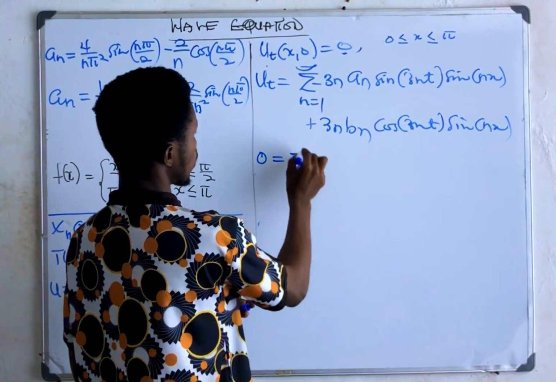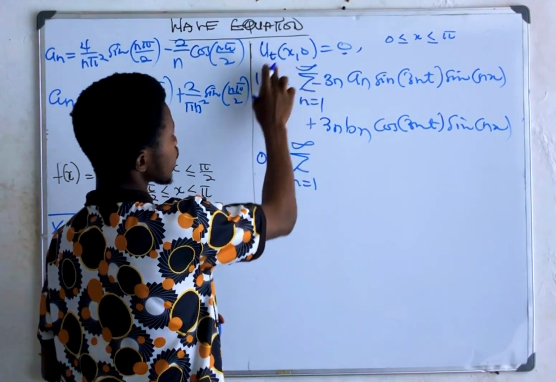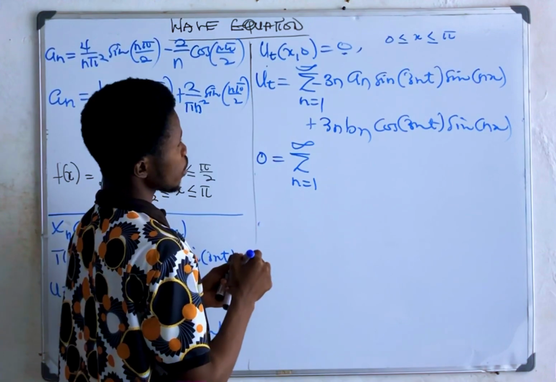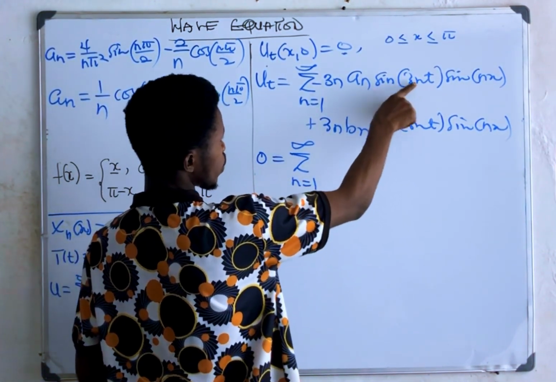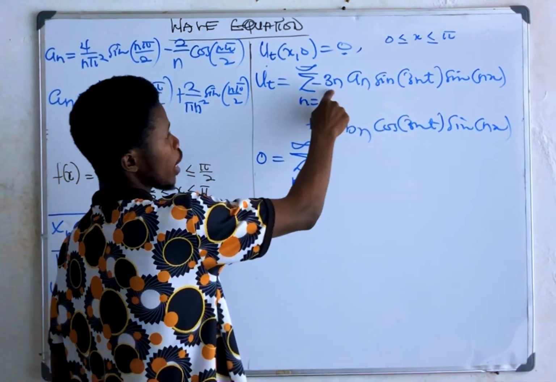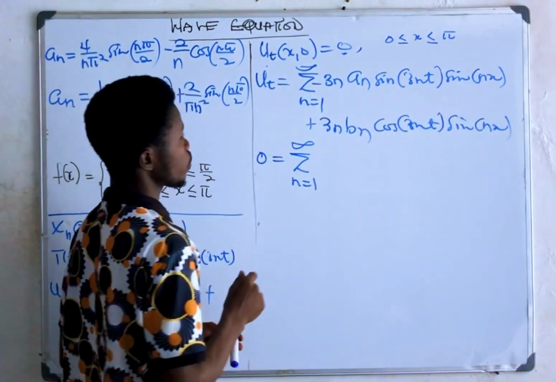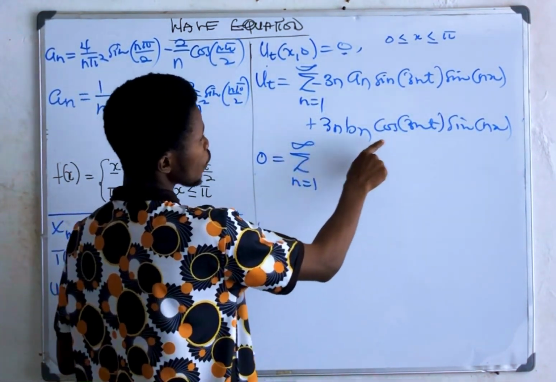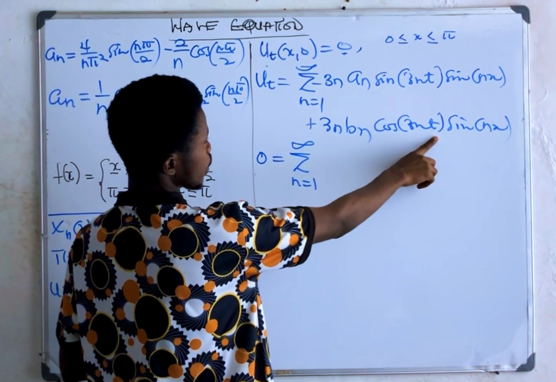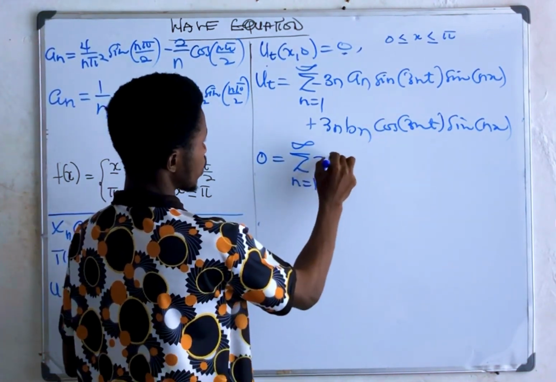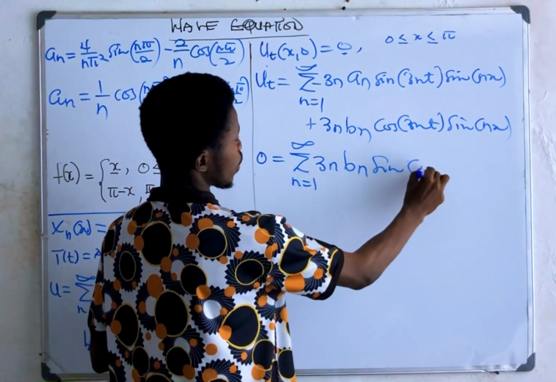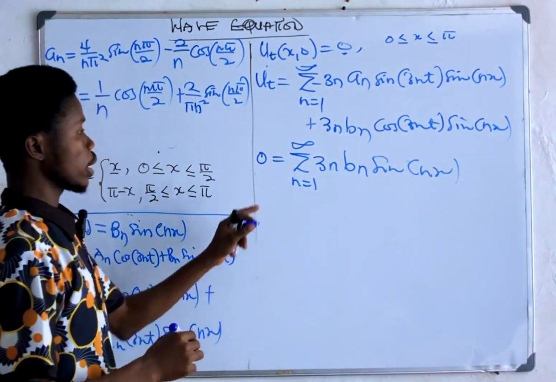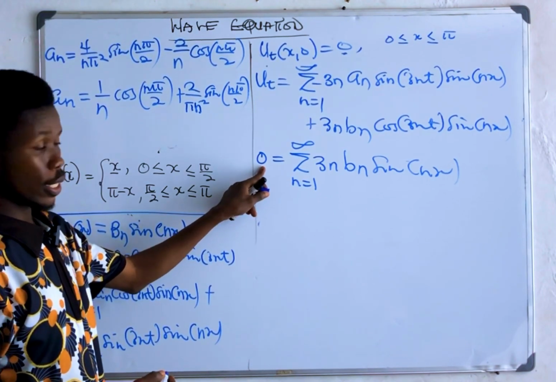Summation n equals 1 to infinity. x is x, t is 0. So let's look here. If I put 0 here, the entire thing here becomes 0, so sine 0 is 0. So everything here will be 0. Is that okay? If I put 0 here, cos 0 will be 1. So the thing I'll be having is 3n bn sine nx. So this is what I will have. This 0 here means f at x.